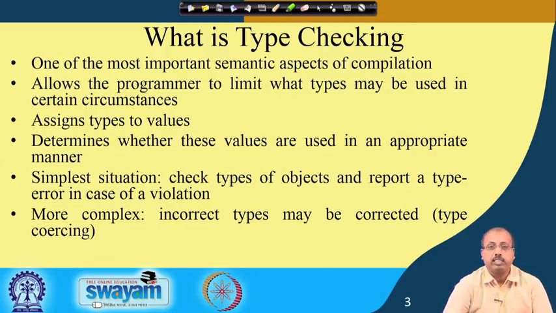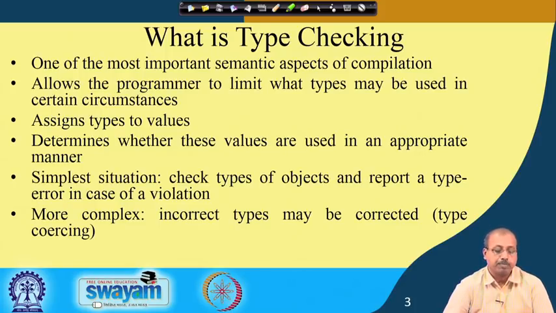That is why it is a semantic aspect, not a syntactical aspect, and it allows the programmer to limit what types may be used in certain circumstances. As I was saying, certain operators are applicable on certain operand types only. If you look into the programming language manual, it will tell you, for different operators, what the expected operand types are, and accordingly the programmer has to follow that. But who will check this? This has to be checked by the compiler, not as part of syntax analysis, but as part of the semantic analysis.